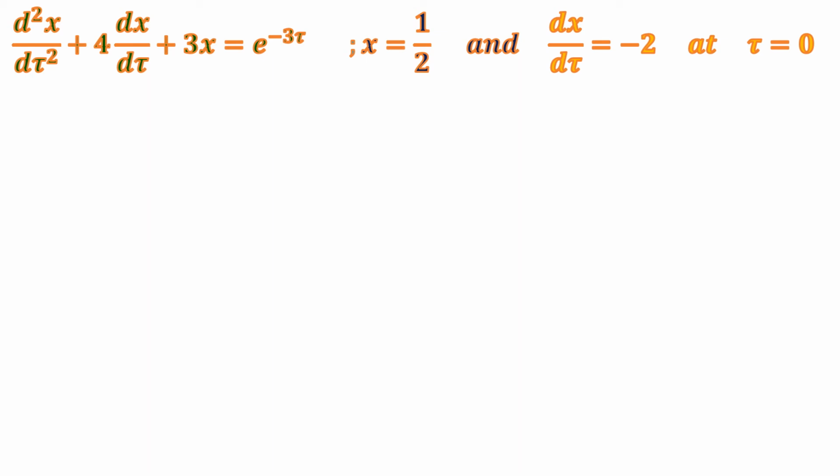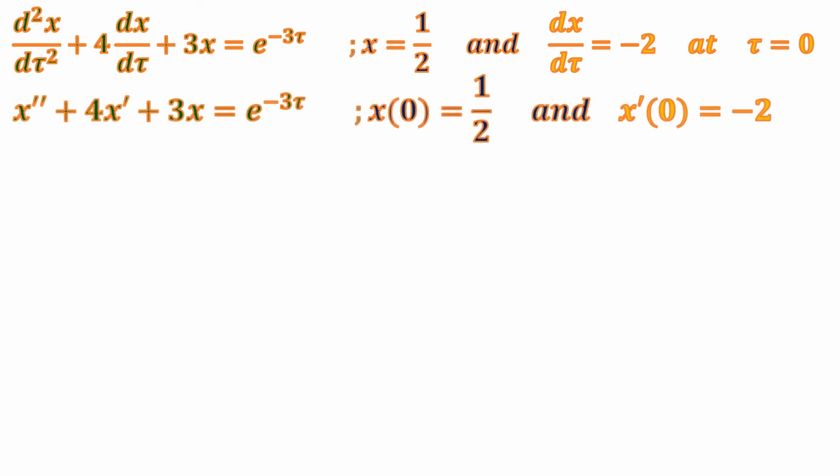It's actually the same as the previous examples, but the variables are just changed. Instead of y, it becomes x. Instead of x, it becomes the tau or the t. So let's just change it. The second derivative will be x double prime, and the first derivative will be x prime. For the initial values, it just means x of 0 is 1/2, and the first derivative of x of 0 is negative 2. So now it looks easier to understand.